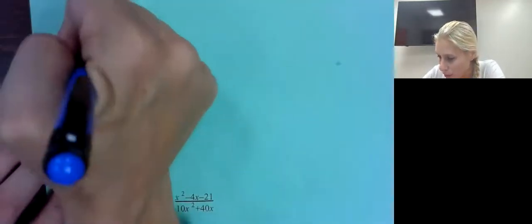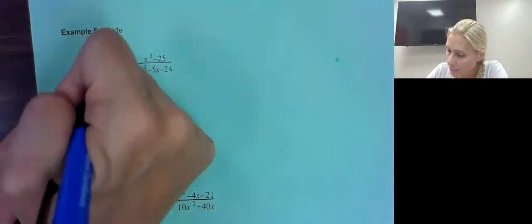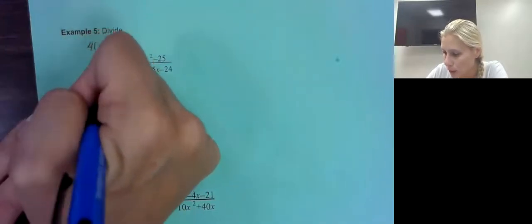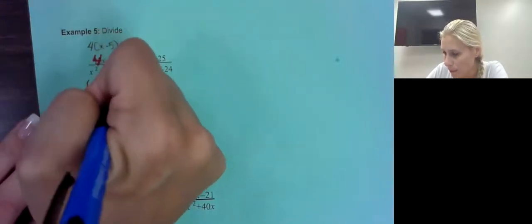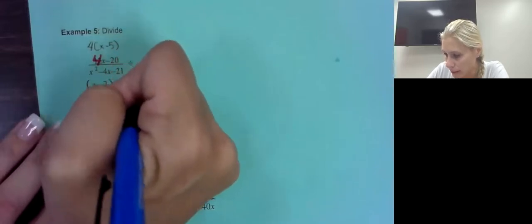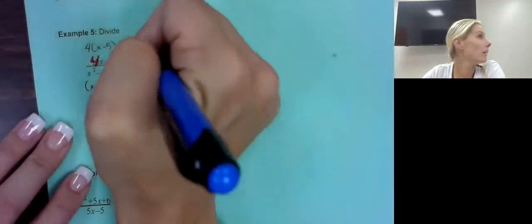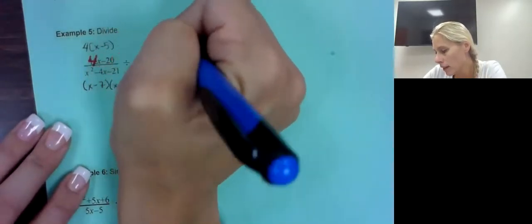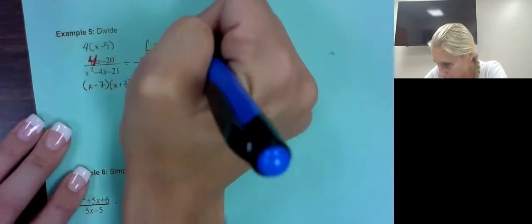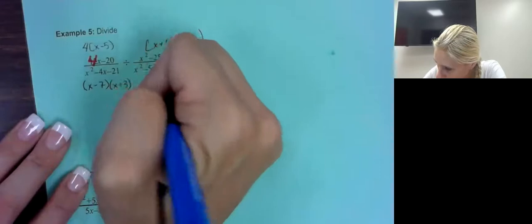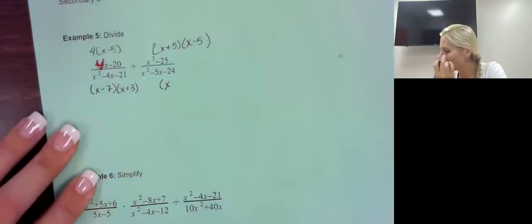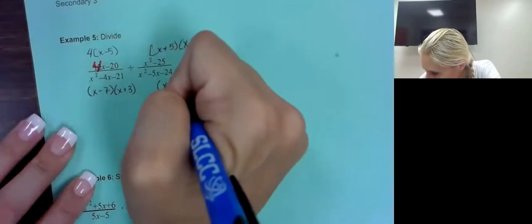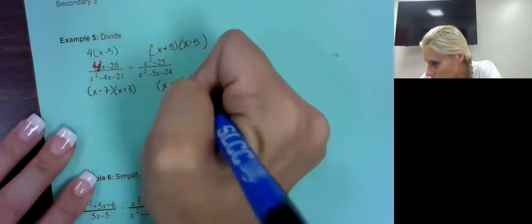So at this numerator here, I can take out a 4, leaving x minus 5. On the bottom here, I have a trinomial. You do your box or your grouping. You should come out with x minus 7 times x plus 3. On top here, this is the difference of squares. So this is x plus 5, x minus 5. And then this trinomial, x, let's see, 5 in the middle. So that would be x minus 8 times x plus 3.